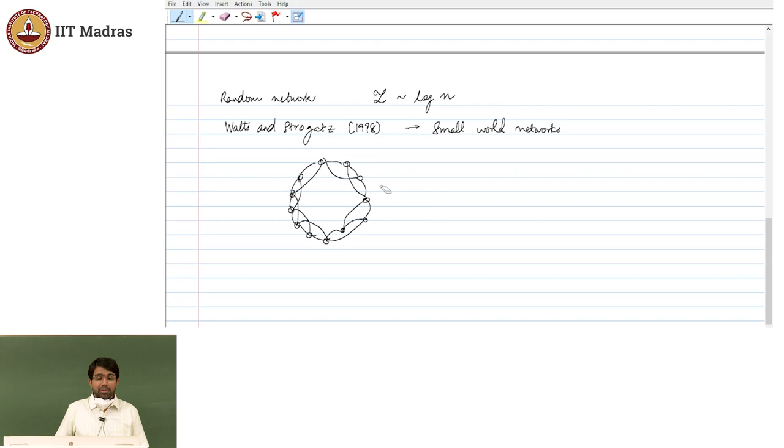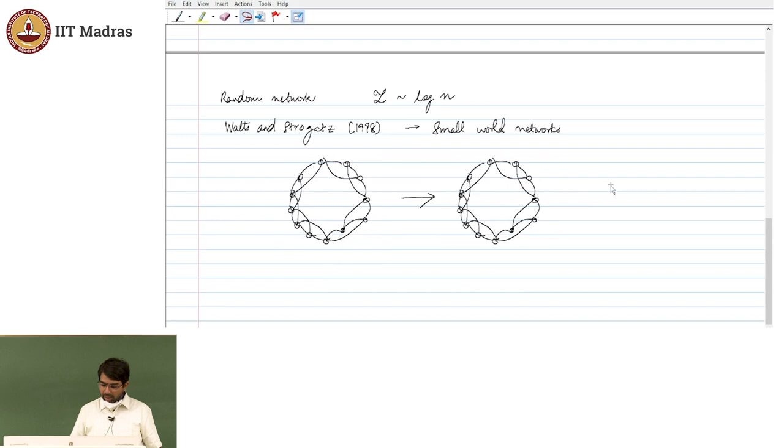And what they said is, if you start rewiring this network, and what do you mean by rewiring? You take the network and you reconnect at random. Meaning you erase this edge and connect it here. And you erase this edge and you instead connect these two. Something like that. So they defined a probability beta of rewiring. They said for some probabilities, you have networks that show two small world properties.